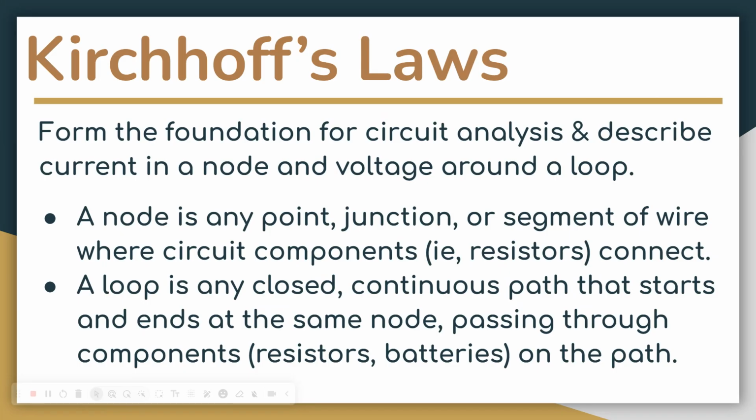So just to make sure you know what we're talking about and we have the same vocabulary, a node is any point, junction, or segment of wire where circuit components connect. So where two things connect to each other, that's a node. A loop is any closed continuous path that starts and ends at the same node, so connection point to the battery typically, passing through components like resistors, batteries, whatever on the path. Okay, and so when we use these terms, I want you to know what they mean.